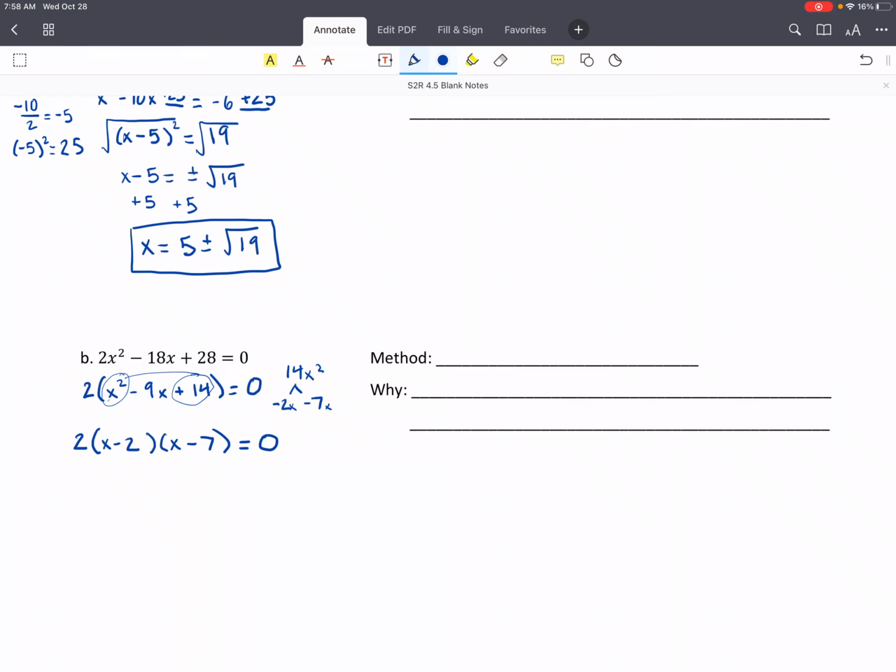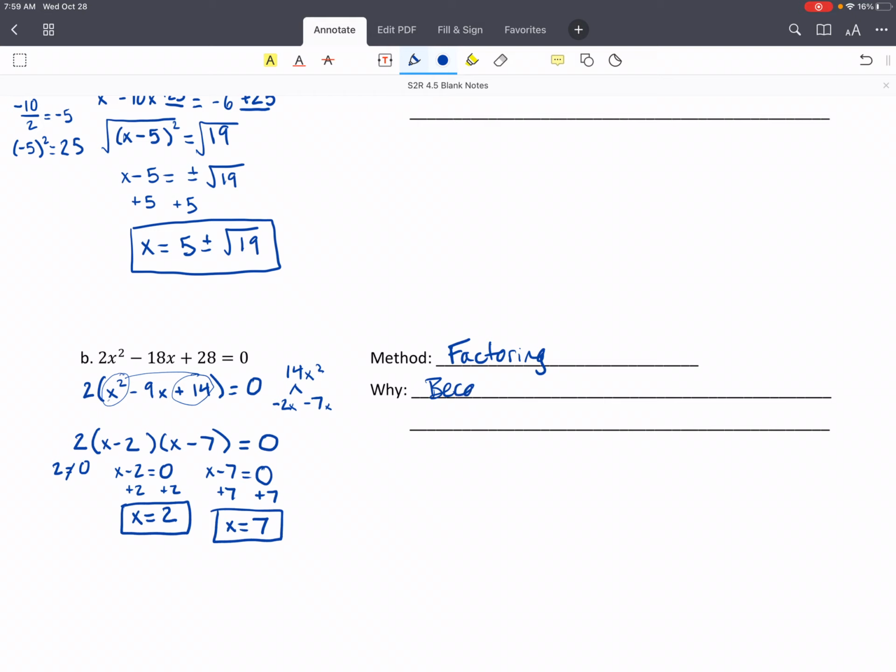And now that I have a bunch of stuff being multiplied together to be 0, we can use the zero product property to say that I know one of these things has to be 0. Remember, 2 can't be 0 because that's not a thing, but x minus 2 can be 0 or x minus 7 can be 0. So then we just solve for x from there. I get x equals 2, and I get x equals 7. So, the method I chose here was factoring. Why? Because the equation factors.